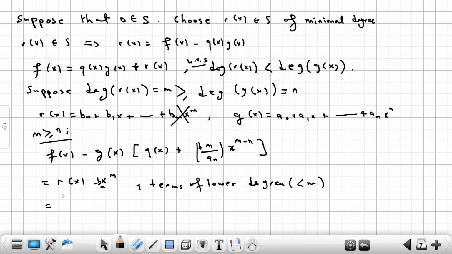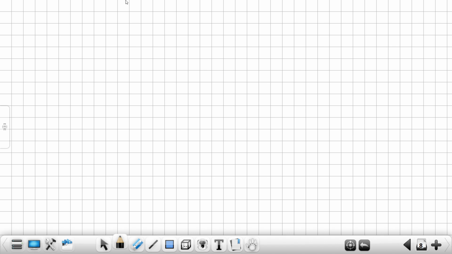So we got a polynomial. This whole expression is a polynomial of degree lower than m, and also an s. A contradiction, since we chose an s of r of x of minimal degree. This implies that the degree of r of x is strictly less than the degree of g of x, as required, as desired.